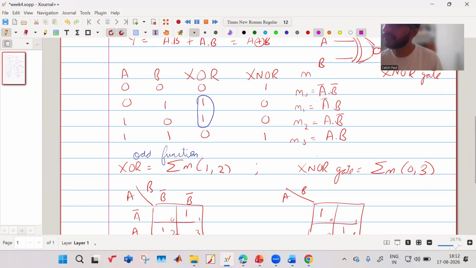On the contrary, for the XNOR gate, the output is 1, but how many ones are there in the inputs? There are 0 ones. Here your output again is 1, and in your input, how many ones are there? 2. So it is either 0, 2, and so on. That's why your XNOR gate is known as an even function.